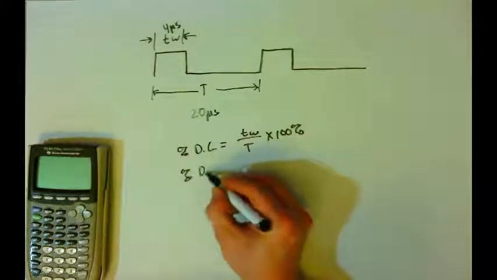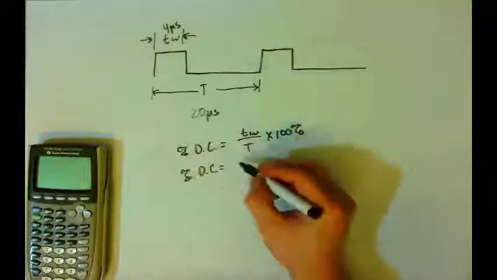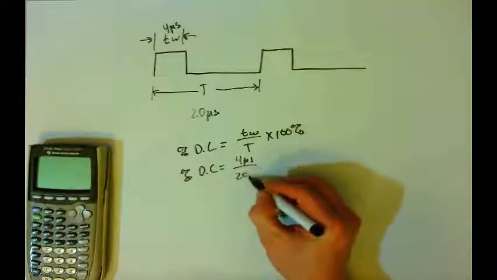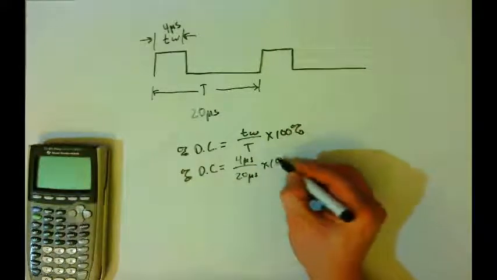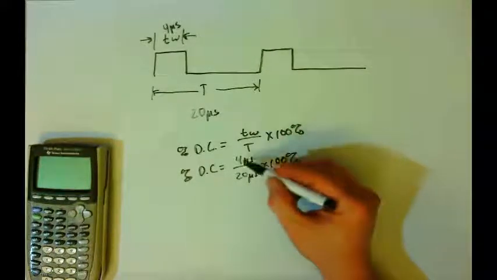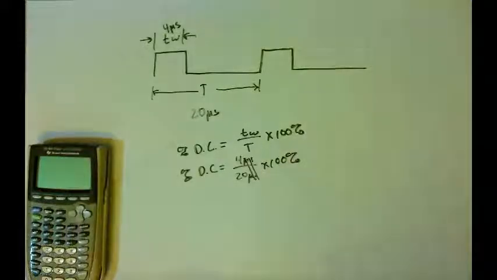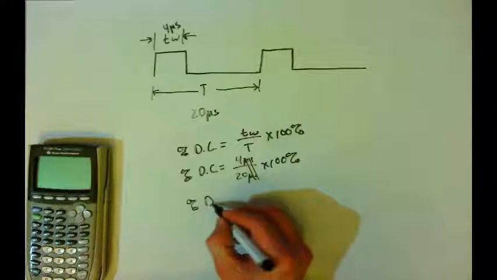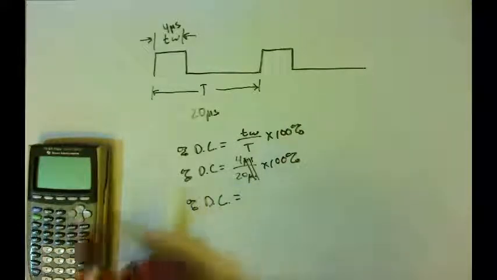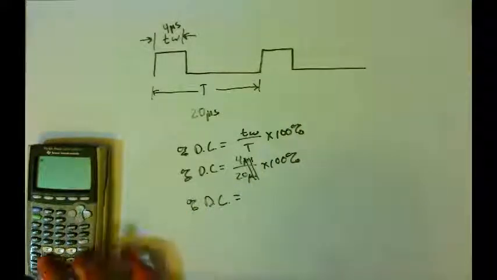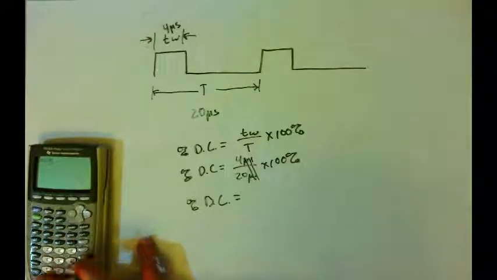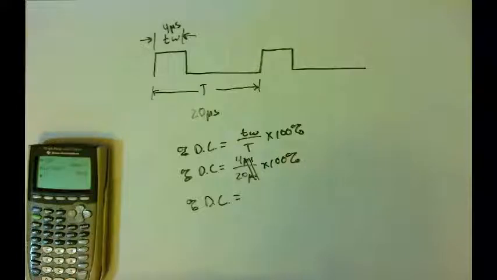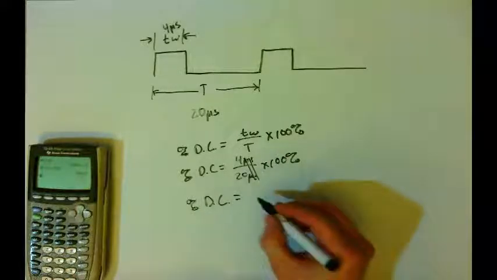The percent duty cycle will be equal to 4 microseconds divided by 20 microseconds times 100%. And so the microseconds will cancel, one in the numerator, one in the denominator. And so the percent duty cycle will be 4 divided by 20 and then times 100. And so the duty cycle is 20%.